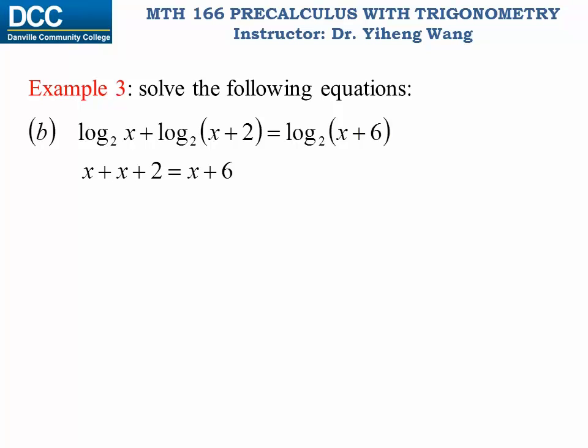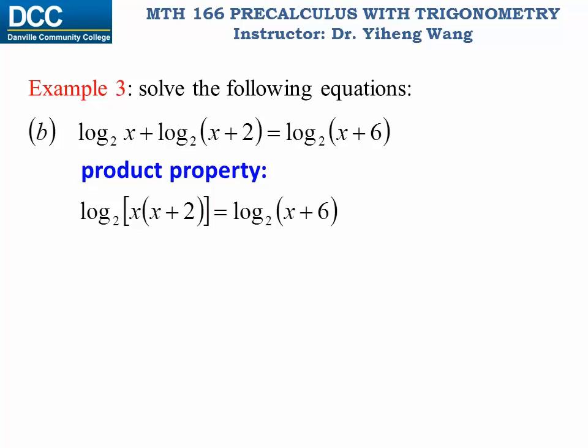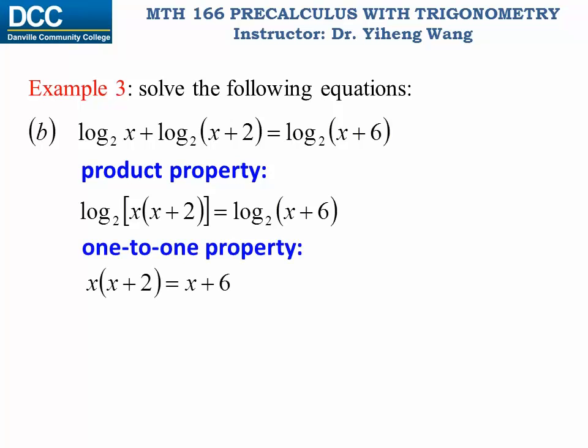So please do not make this mistake. Instead, we need to first apply the product property to condense the left-hand side into this form. And now, on both sides of this equation, we have a single logarithmic expression with the same base of 2. And now we can apply the one-to-one property to get x multiplied by x plus 2 equals x plus 6.